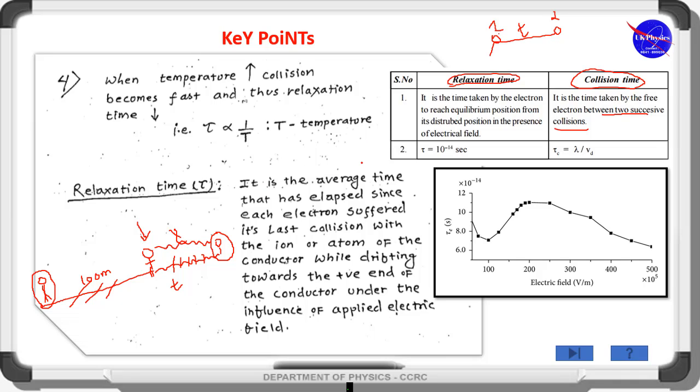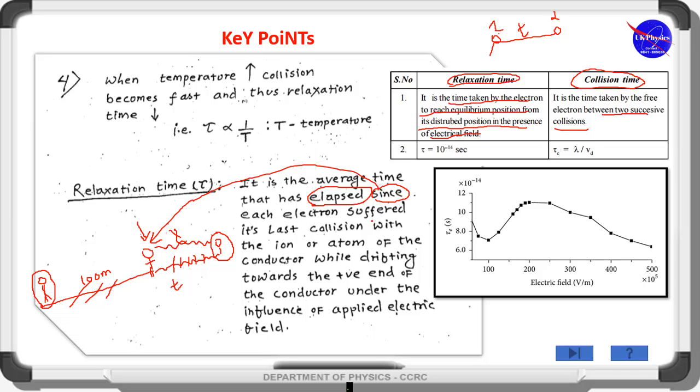So the simple definition is here. It is the time taken by the electron to reach the equilibrium position from the disturbed position in the presence of an electric field. The simplest definition is here. It is the average time that has elapsed since this point.